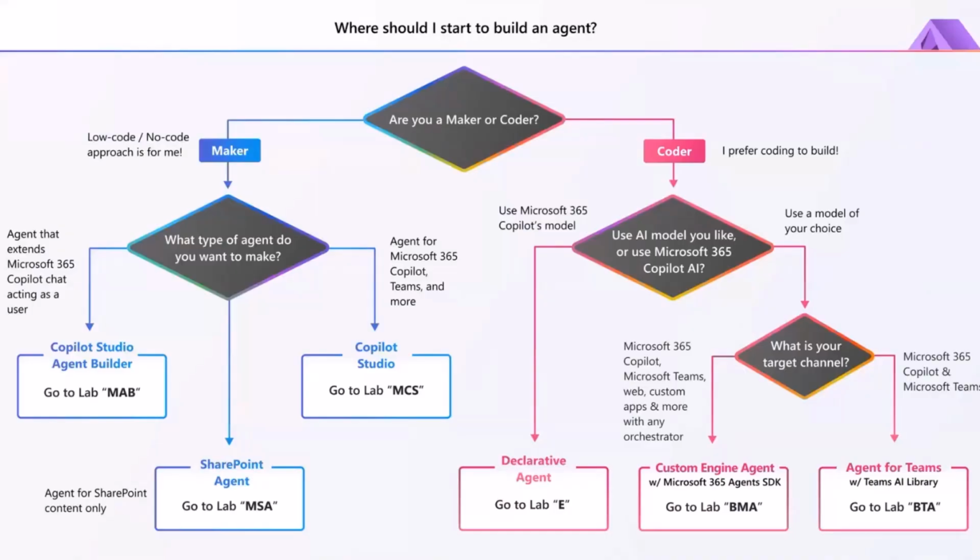And just to give you an idea, if you are a maker, you can go through multiple pathways to build agents with Agent Builder, with Copilot Studio, or with SharePoint agents. Or if you are a coder, like we are going to be today in this demo, you can create declarative agents if you want to rely on the out-of-the-box foundational model and orchestrator of Microsoft 365 Copilot, or you can create custom engine agents and agents for Teams if you want to use your own foundational model and orchestrator. And this is what you can learn going through all of the pathways available in Copilot.camp.